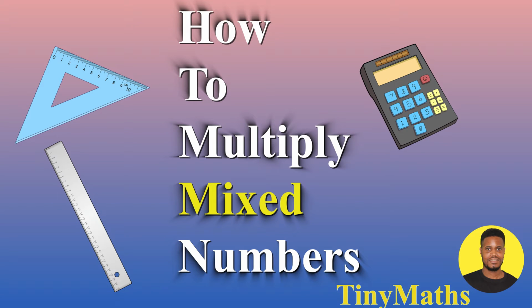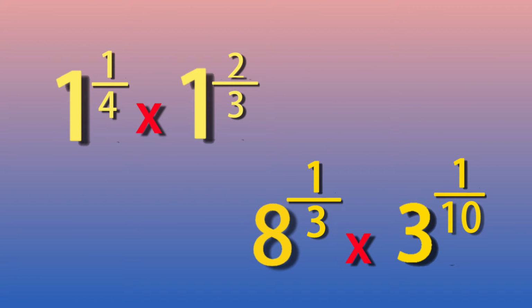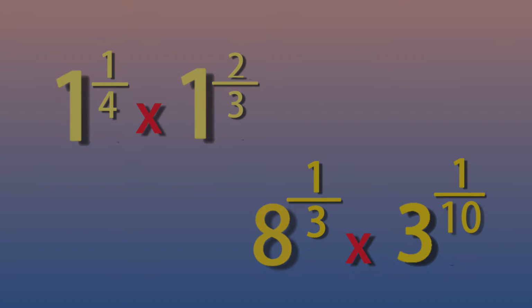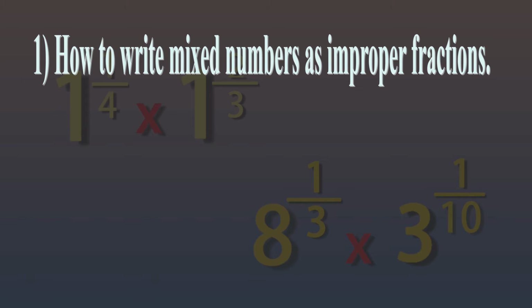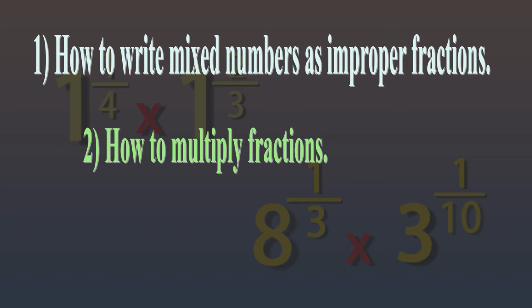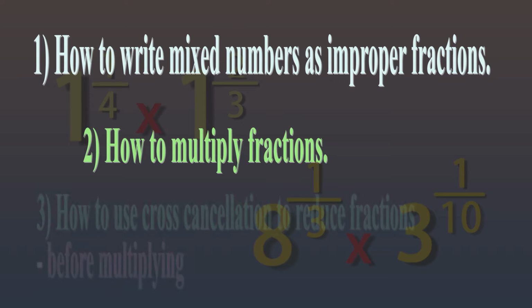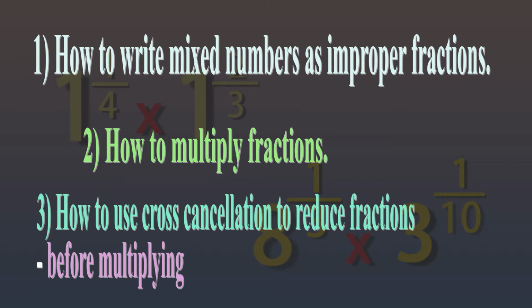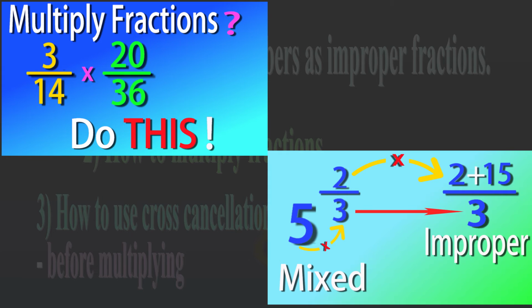Today we're learning how to multiply mixed numbers. We'll be looking at these two examples. In order to multiply mixed numbers, you should know the following three things. Firstly, how to write mixed numbers as improper fractions. Second, how to multiply fractions. And a third important point is how to use cross cancellation to reduce fractions before multiplying. I've made videos on these three subjects if you need a refresher. They are linked in the description and video links will be on screen at the end of this lesson.